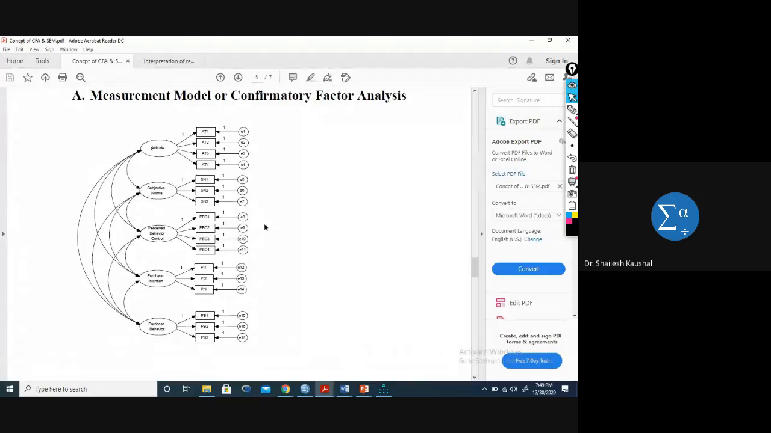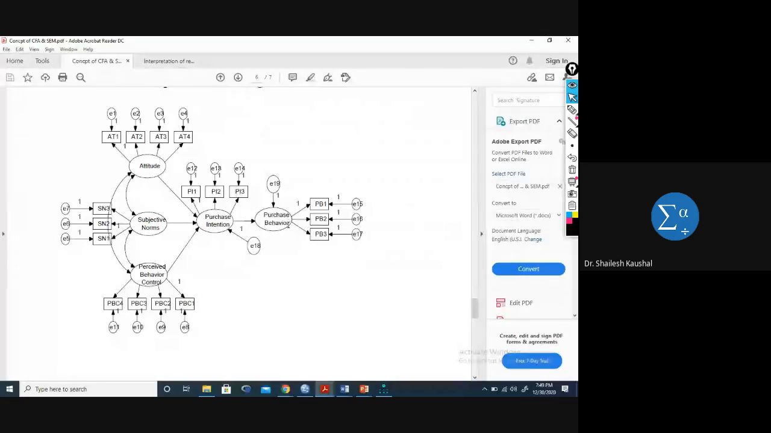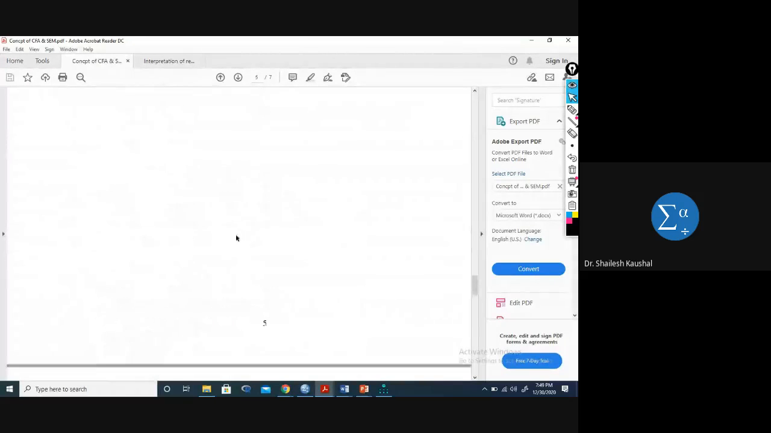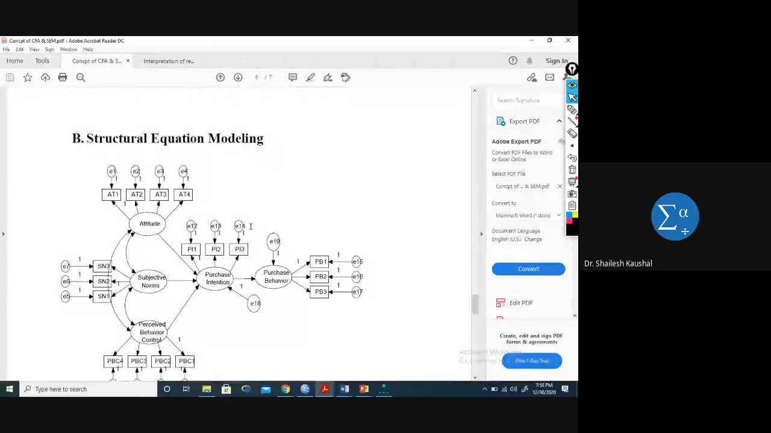So through literature review, we can specify our model, and we know that purchase behavior depends on the purchase intention, and purchase intention depends on the other 3 exogenous constructs: attitude, subjective norm, perceived behavior control. First we will run this, and we will find the values of goodness of fit indices and construct validity. After specifying the structural equation model, we will find the same values here, the goodness of fit indices as well as construct validity.